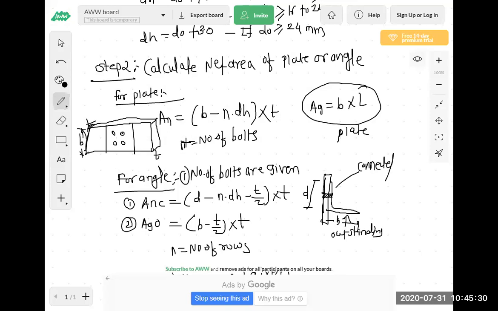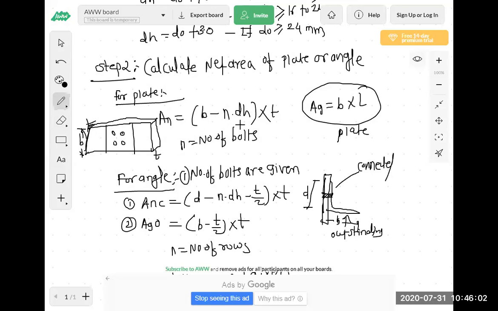When our member will be under tension, the thickness is the lesser dimension. Where the dimension is less, there may be the failure. So why are we considering width into thickness here? Because these two dimensions are very small as compared to the length of plate. So the failure will be in the thickness and width. So this width into this thickness is the gross area of plate.